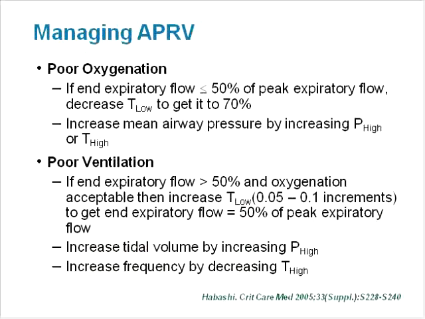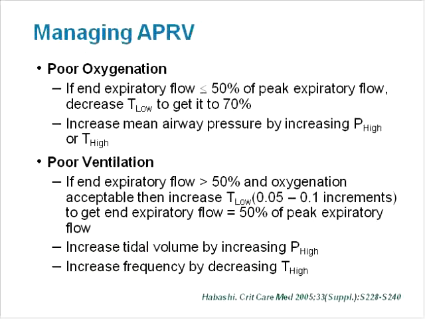These are tips for managing APRV recommended by Hibachi. As we have seen in the previous slides, managing mean lung volume for oxygenation or mandatory tidal volume and frequency for ventilation may be easier said than done. If oxygenation is poor, check the end expiratory flow. If it is less than 50%, decrease T-low to increase end expiratory flow to 70%. This will increase auto PEEP and lessen the risk of derecruitment during exhalation from a mandatory breath. Increasing P-high will both increase mean airway pressure and tidal volume and potentially increase lung recruitment.